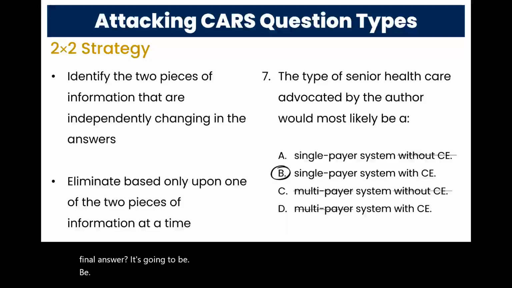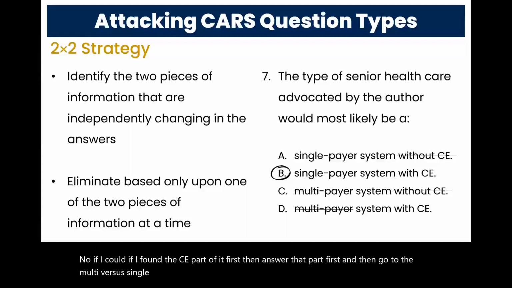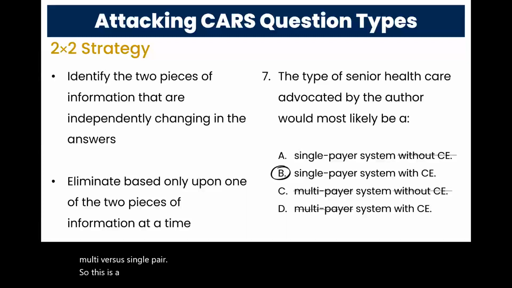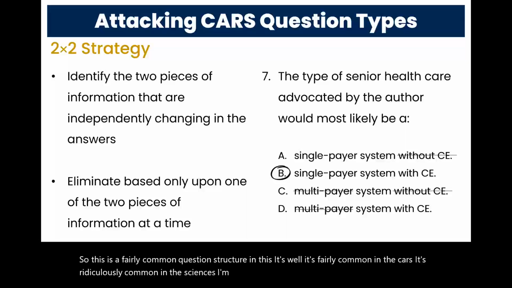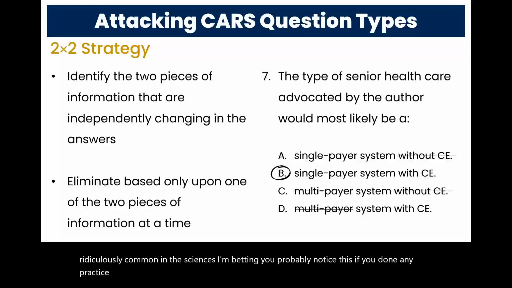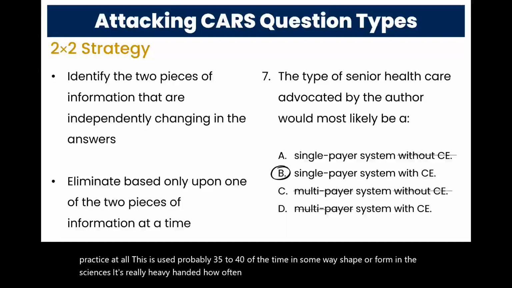Did we have to do it in that order? No. If I found the CE part of it first, then I'd answer that part first and then go to the multi versus single pair. So this is a fairly common question structure. It's fairly common in the CARS. It's ridiculously common in the sciences. I'm betting you've probably noticed this if you've done any practice at all. This is used probably 35 to 40% of the time in some way, shape, or form in the sciences. It's really heavy-handed how often they use this question structure.